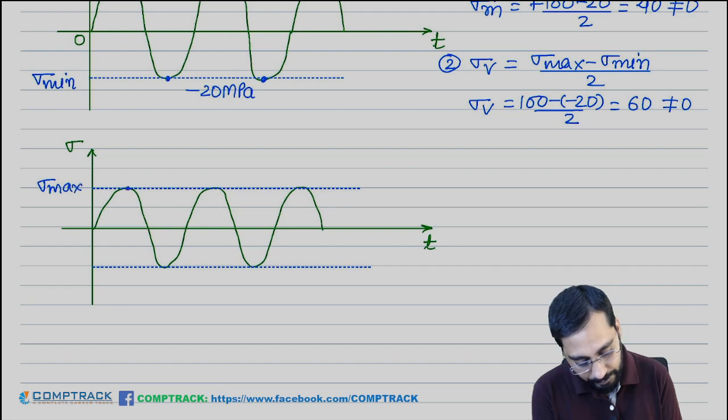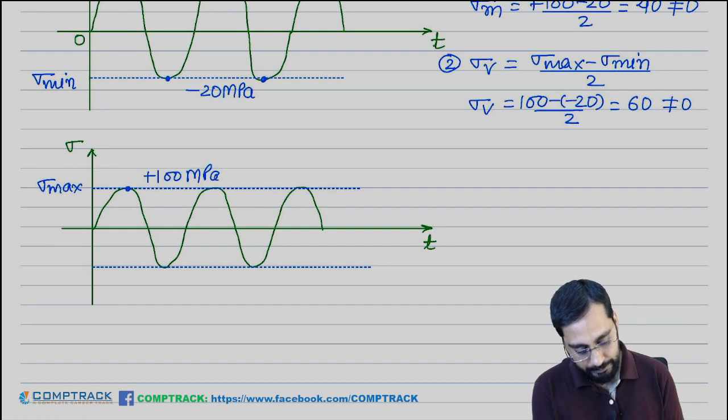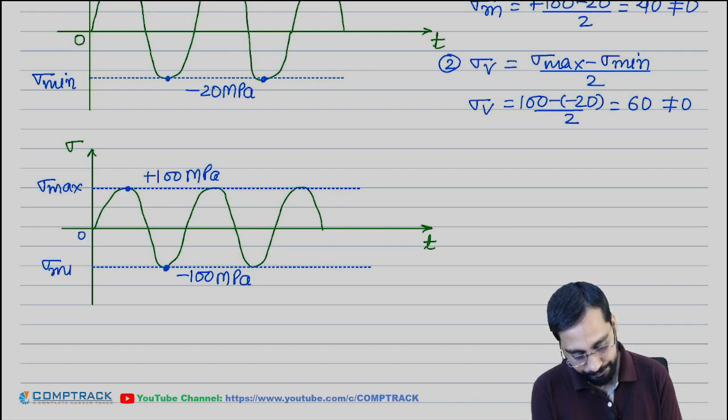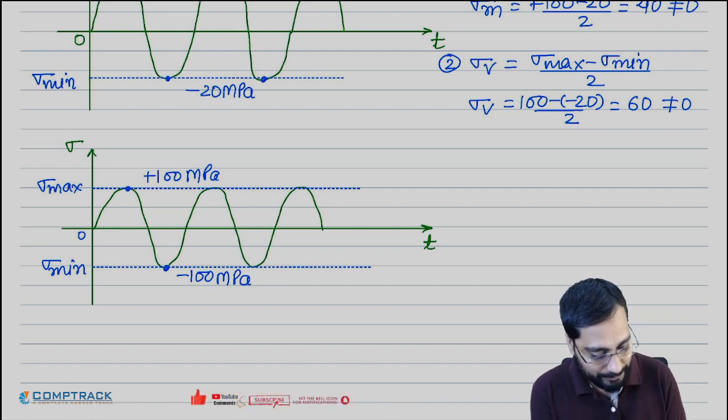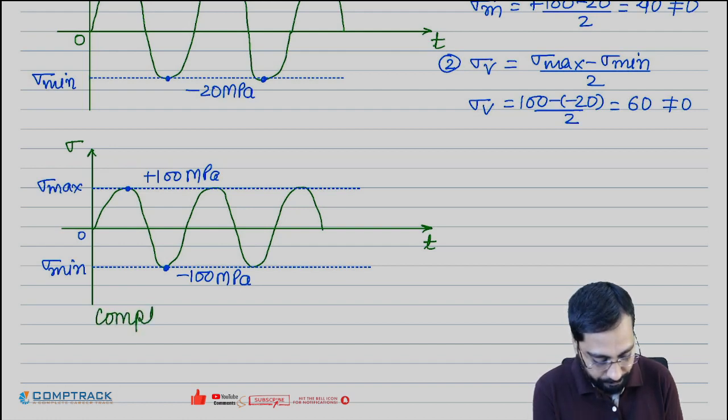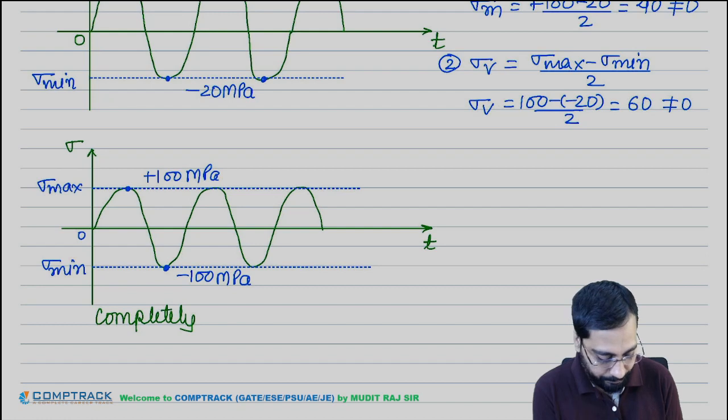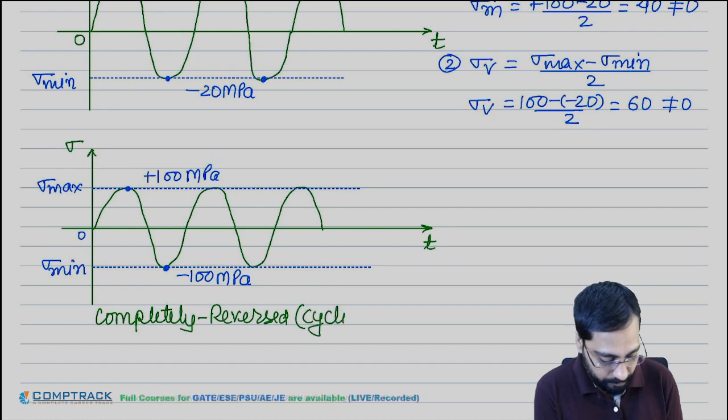So the value of maximum, let's say plus 100, and value of minimum, let's say minus 100, both will be equal. So in this case, we call it completely reverse or cyclic loading.